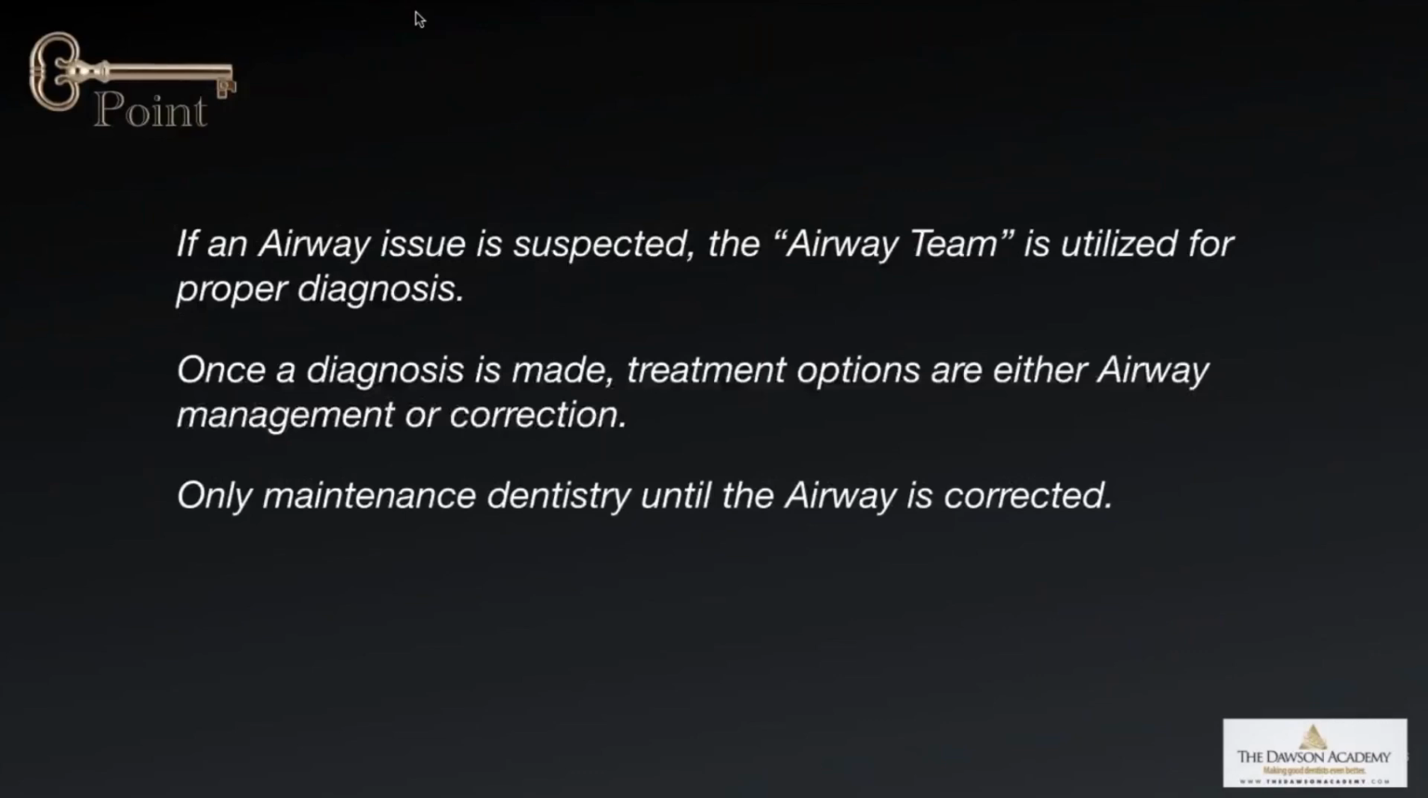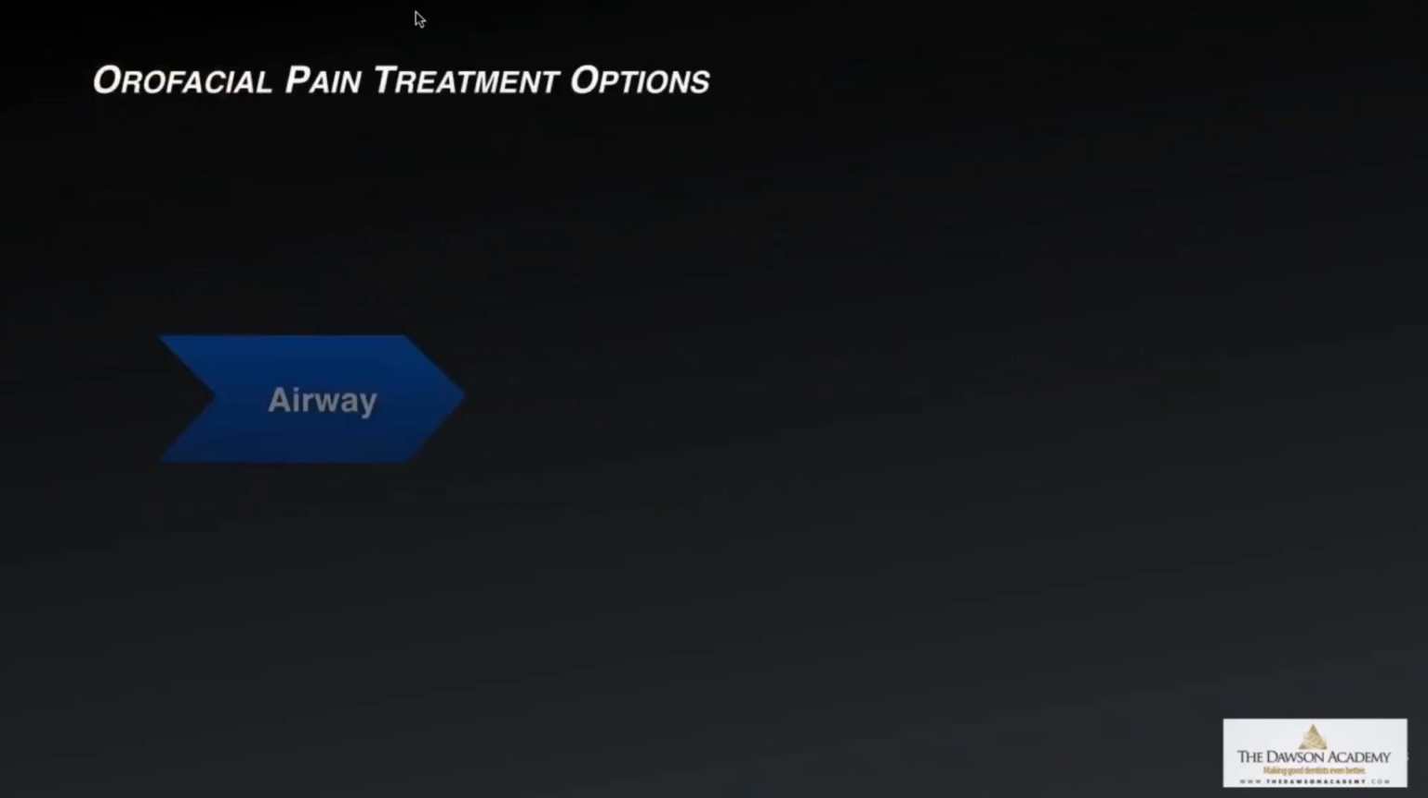If an airway issue is suspected, the airway team is utilized for proper diagnosis. And once a diagnosis is made, treatment options are either management or correction. And only maintenance is done until the airway is corrected. I think as time goes on, we're going to be hearing as dentists a lot more about potential corrections for airway rather than just managing it. Hugely important for those three categories of children we talked about. And I think there's going to be a whole other list of potential protocols on how we can make that box, the maxilla, bigger on an adult patient with a restricted airway. And I think that's going to be very exciting.